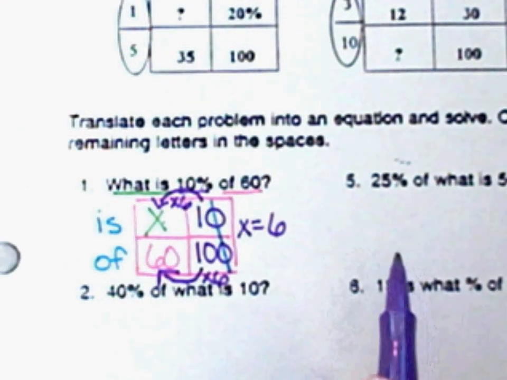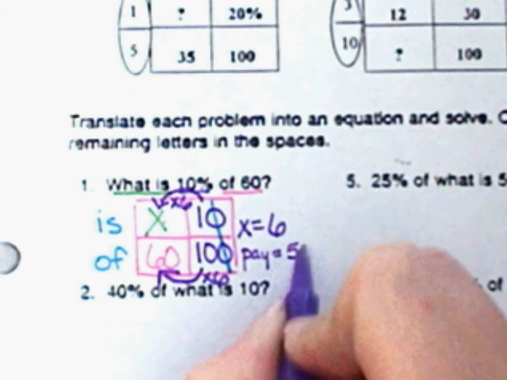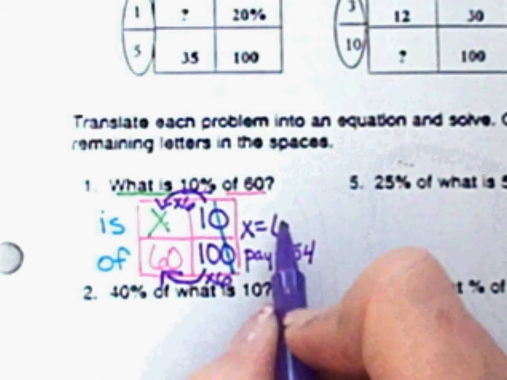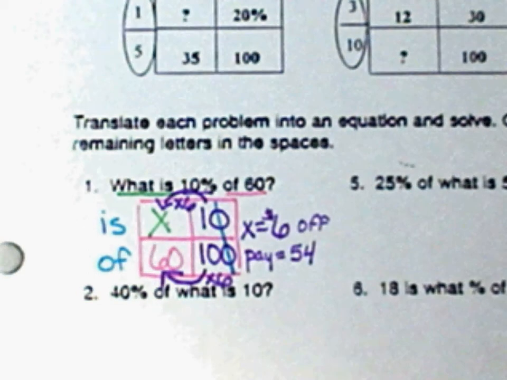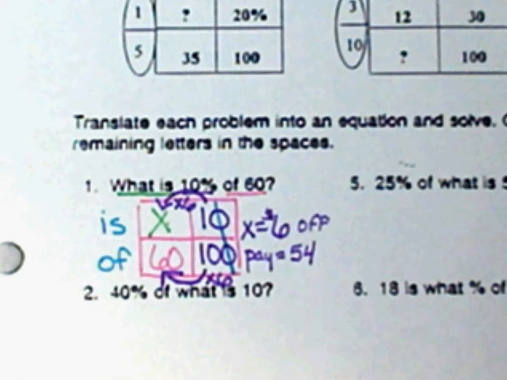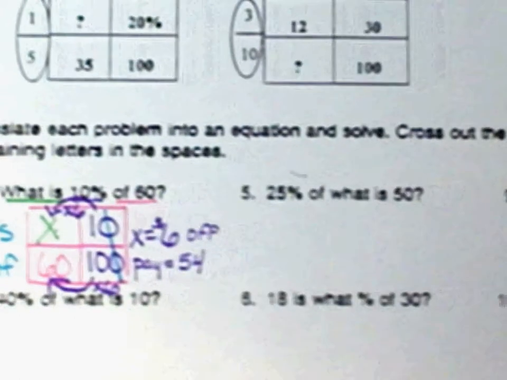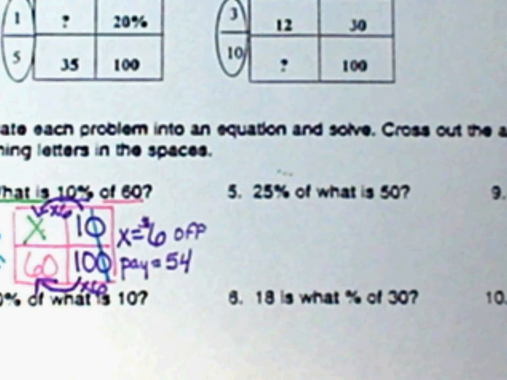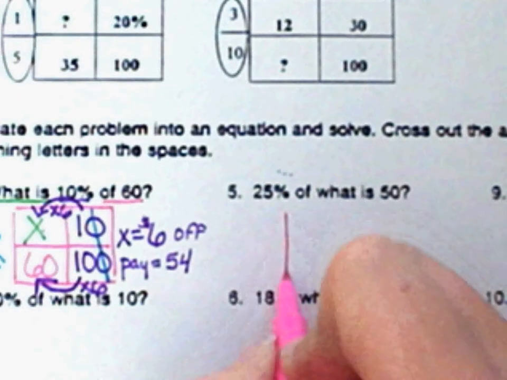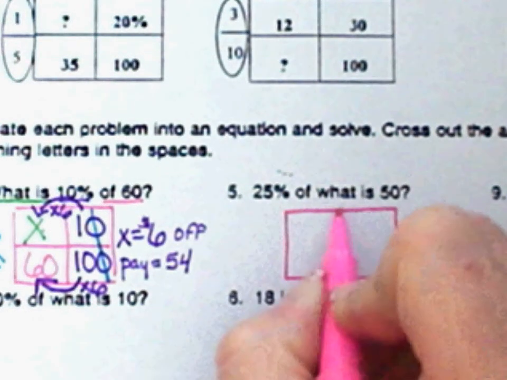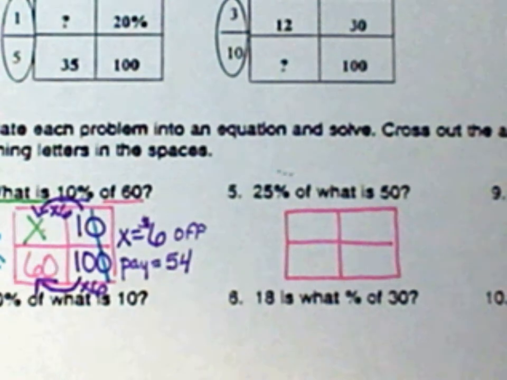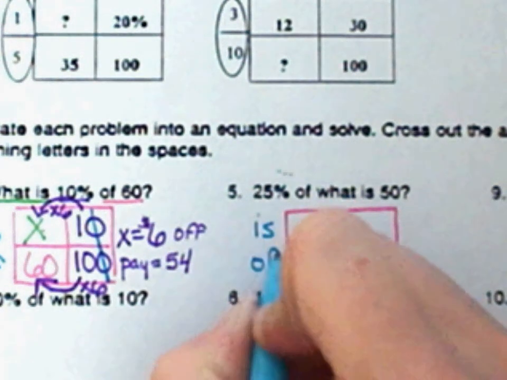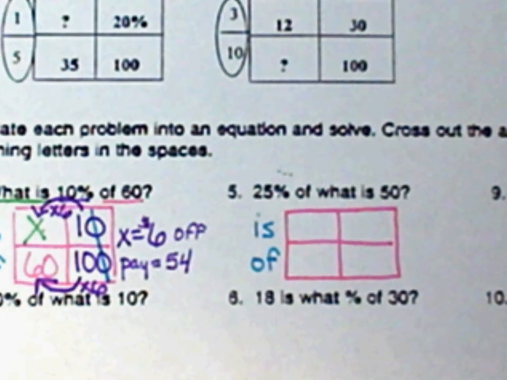So what does that mean? What is 10% of 60? If you were to go shopping and you found a video game that's $60, but they were having a sale and they were going to give you 10% off, they would give you $6 off of 60, and you would pay $54 for the game. The $6 is your discount, or how much they would take off of the video game.